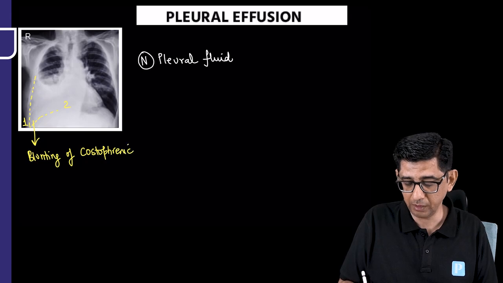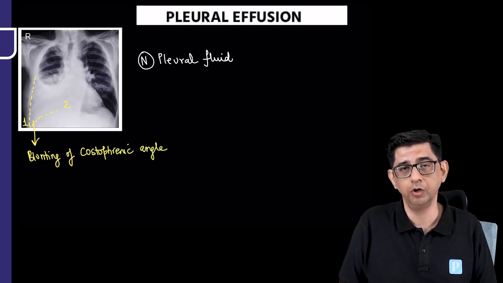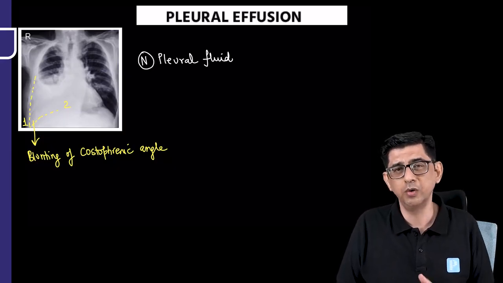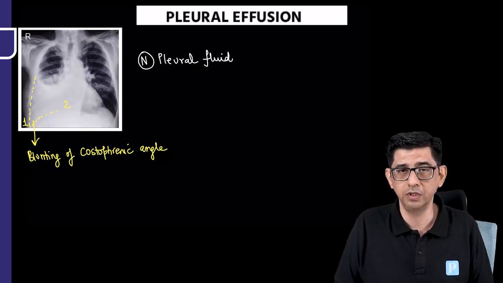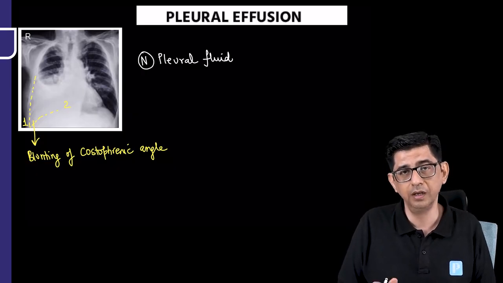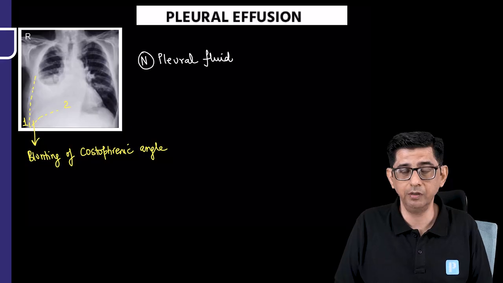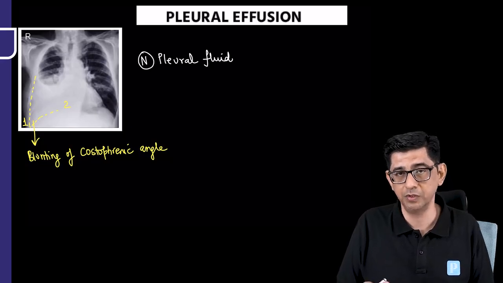That is, the costophrenic angle is going to be the first one to be obliterated in a person with minimal pleural effusion. It usually requires about 200 ml of fluid to cause an obscuration of the costophrenic angle. And usually by 300 ml or so, clinical findings will also appear, which I'm going to describe in the subsequent part of this video.